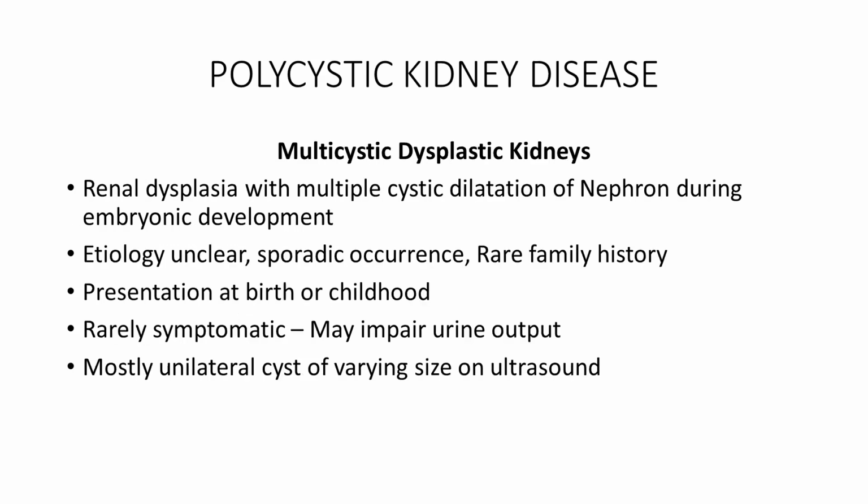Now, in multicystic dysplastic kidney, there is renal dysplasia with multiple cystic dilatation of the nephron. Nephron is usually the tubular structure, and most important is the distal tubule. During the embryonic development, in utero, there is cystic dilatation of the distal nephron because of dysplasia. The etiology is unclear, sporadic occurrences are there, and there is a rare family history. Presentation is at birth or childhood, rarely symptomatic, may impair urine output. Mostly unilateral cysts of varying size on ultrasound.